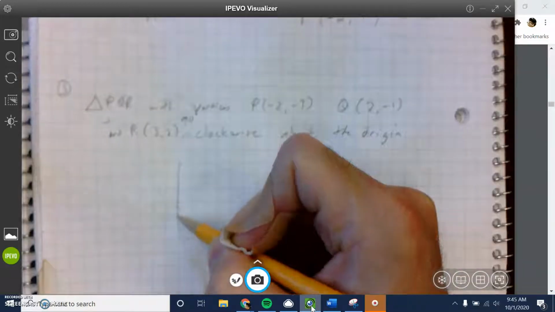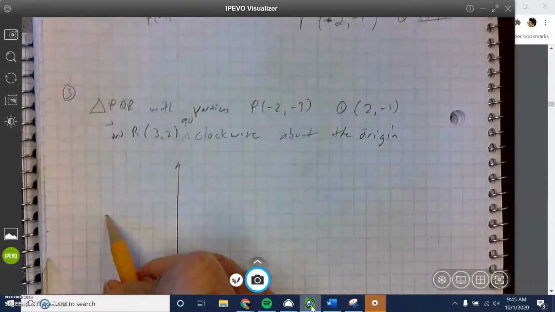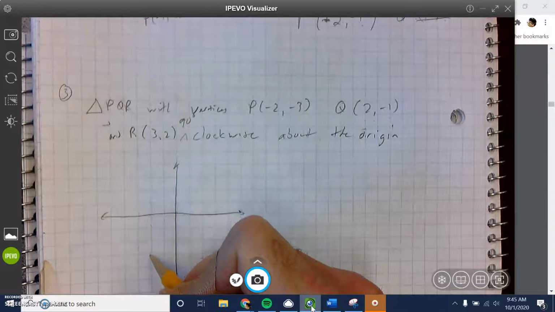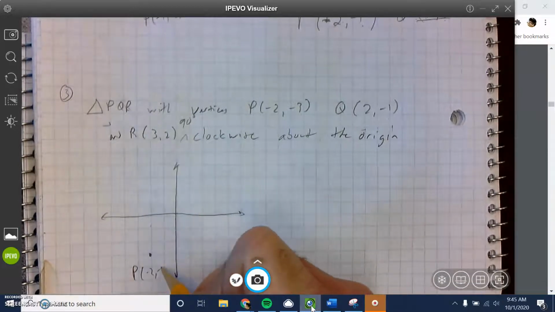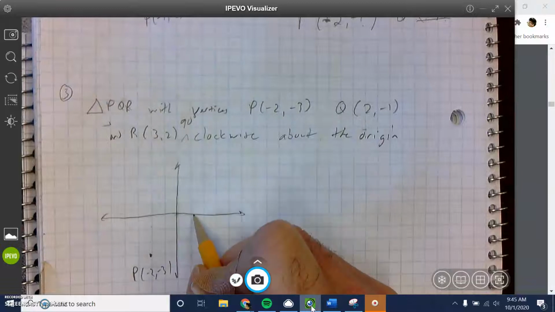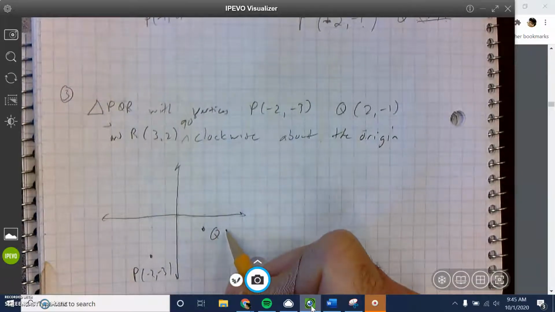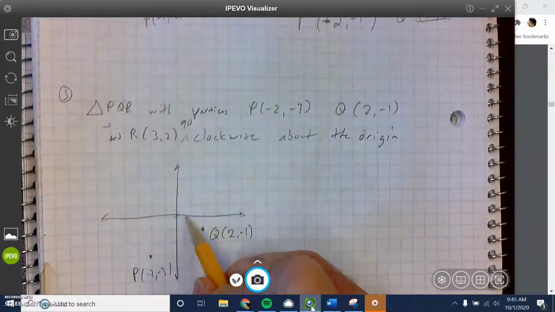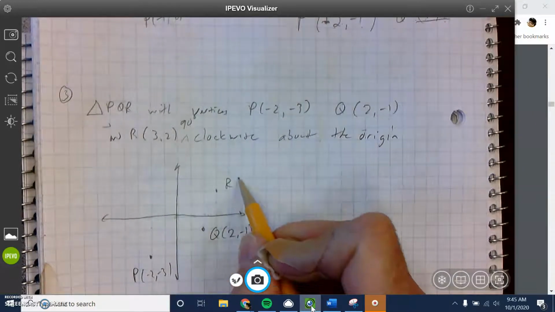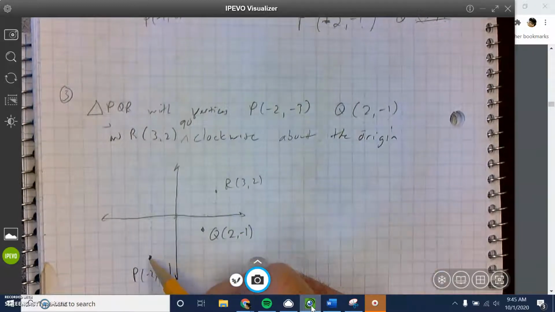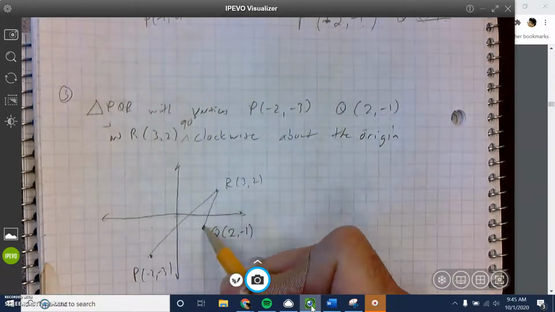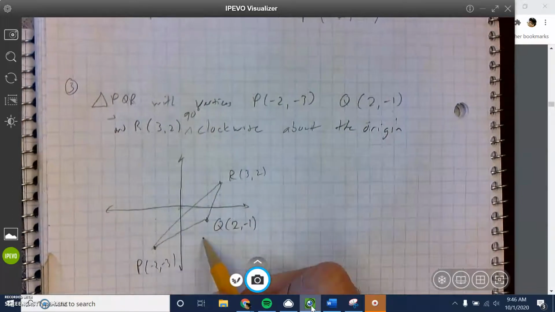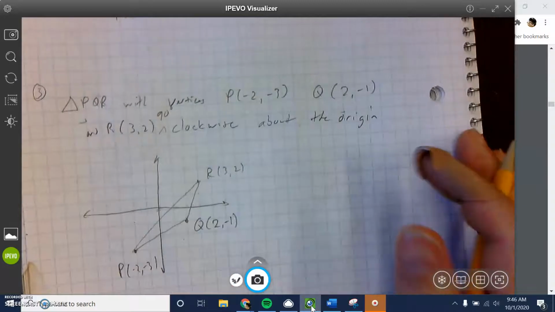First thing, we just draw the pre-image on our graph paper. P is -2, -3. And Q is 2, -1. And R is 3, 2. So here's another situation where I have my triangle, and each of the points is in a different quadrant. That means they're all going to go to different quadrants. Don't worry, we can do it.